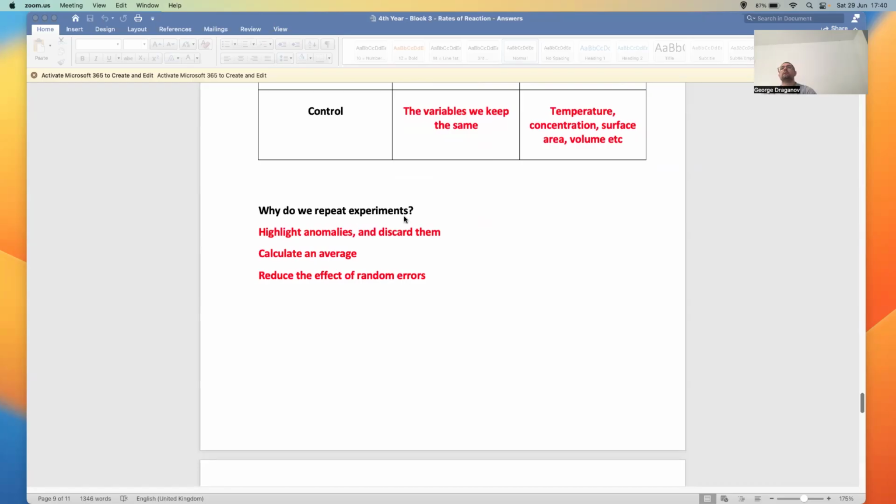Now, what we must do today is look at the next things. So why do we repeat experiments? We normally repeat, we ignore anomalous results, which are ones that don't fit the pattern, and then we take an average with the results that are not anomalous. That reduces the effect of random errors, and it can make the experiment more repeatable. Now, we need to look at what repeatable actually means.